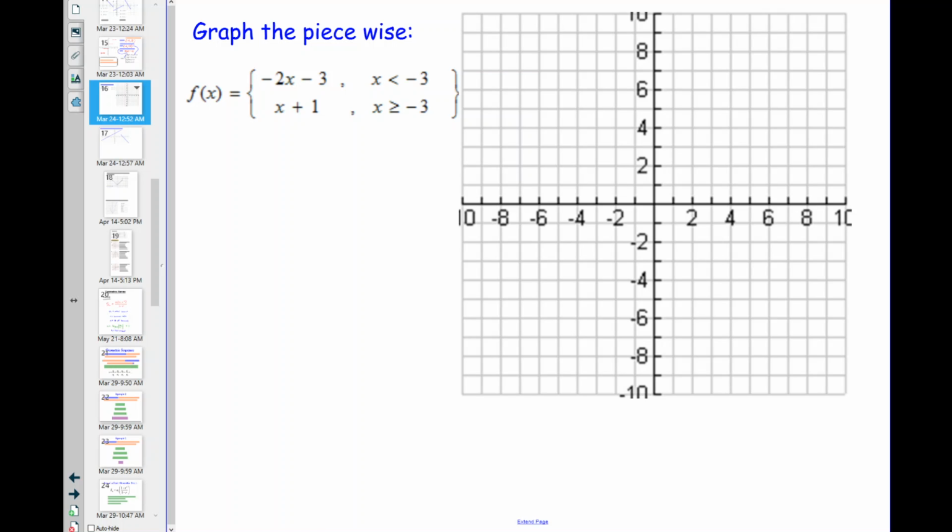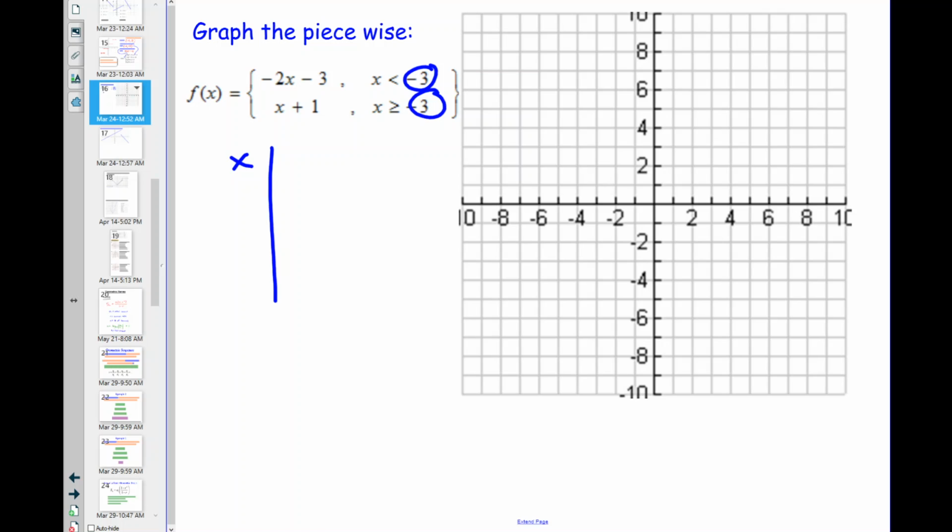What are the minimum amount of points you need in order to graph a line? Two. As long as you can get two accurate points, that's all we need, and we just connect the dots, right? So that's what I'm going to do with each piece. Now, ideally, I would want either one or both of the points to be endpoints, but these pieces each only have one endpoint, and they're both at negative 3.